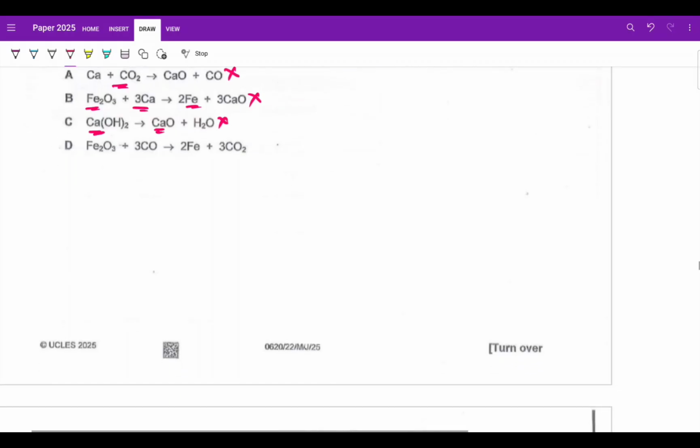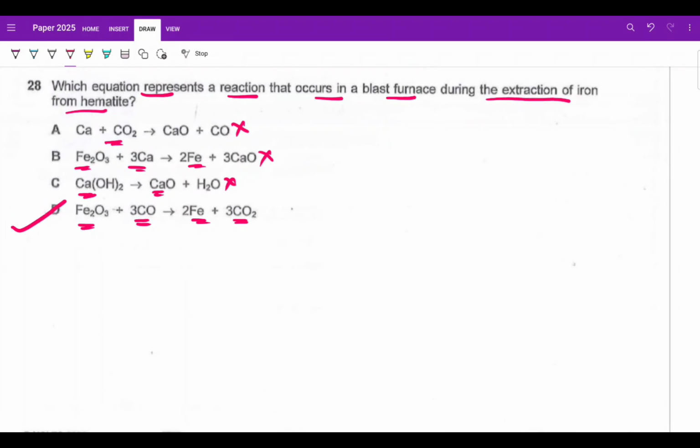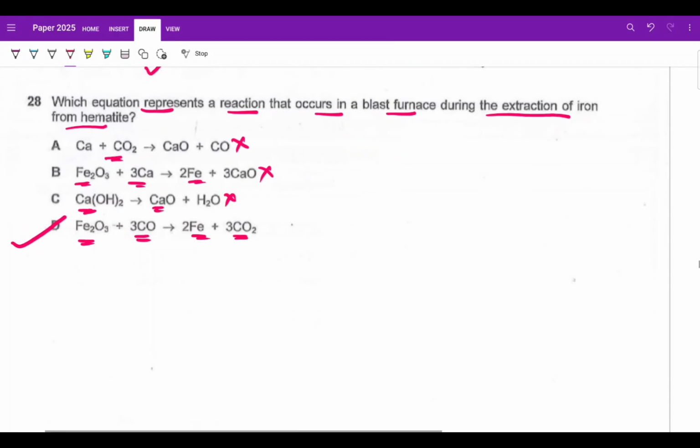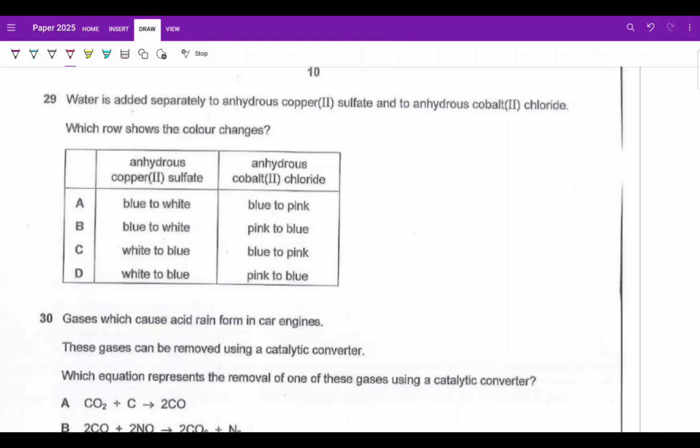No. Iron oxide reacts with carbon monoxide to form iron and CO2. This is the main reaction of the blast furnace, in which iron oxide reacts with the reducing agent carbon monoxide and gets reduced to iron, forming CO2. For question 28, option D is the correct answer. Next question, question 29.